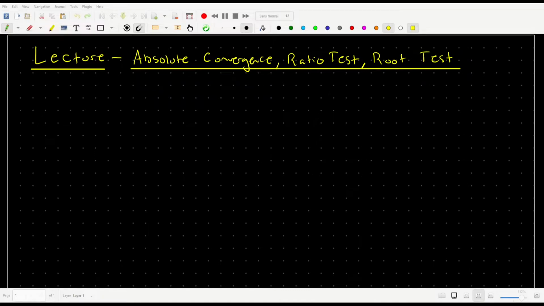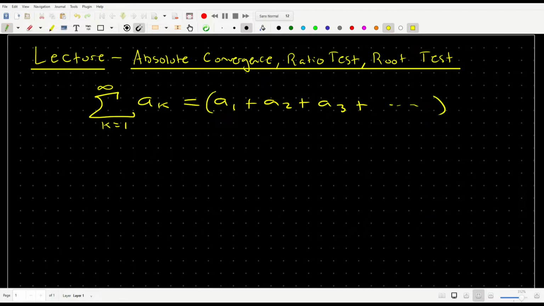So up until now, all of the series that we've discussed, and specifically the convergence tests that we've discussed, have required that the infinite series be composed of terms a_k, so a1 plus a2 plus a3 all the way up to infinity, such that all of the a_k's are positive or equal to 0.